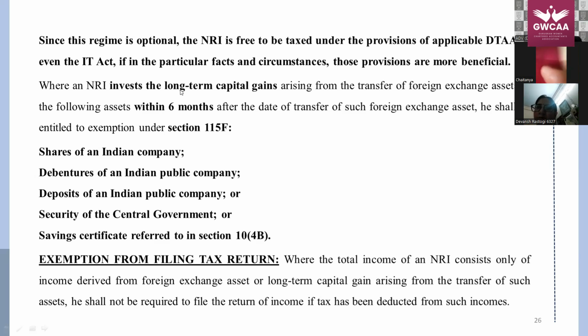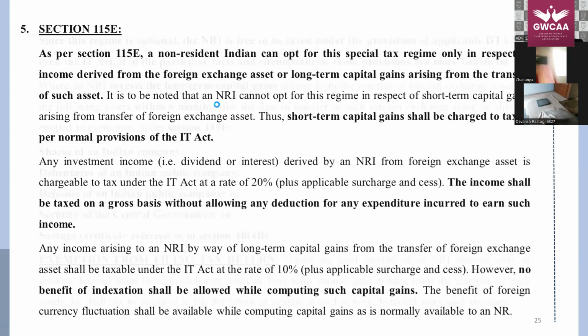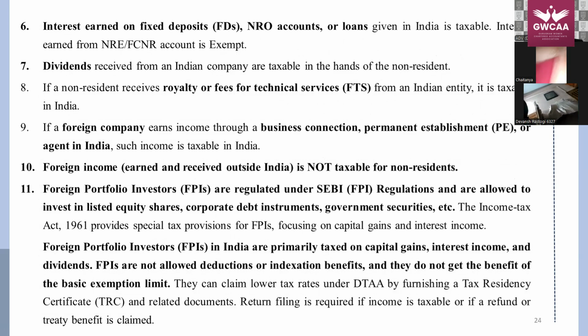But foreign portfolio investors in India are primarily taxed on capital gain, interest income and dividends. But they are, mind well, please listen to me, they are not allowed any deductions or indexation benefits as far as their calculation of tax is concerned. And they do not get the benefit of basic exemption limit. So three advantages they are not getting. Foreign portfolio investors means they will not get the basic exemption limit, they will not get any kind of deduction, and they will not get the benefit of indexation. They can claim a lower tax by presenting the tax residency certificate.